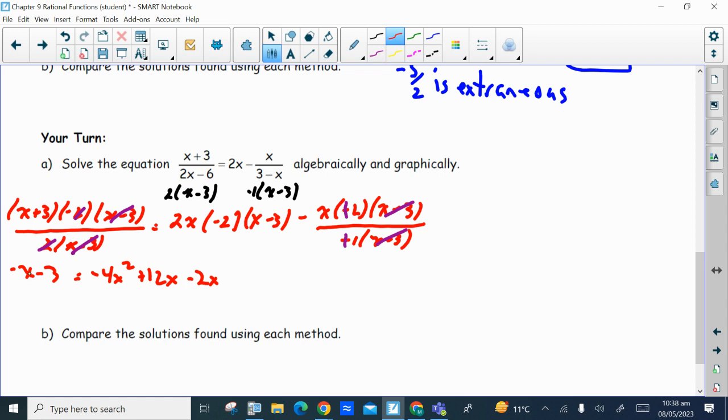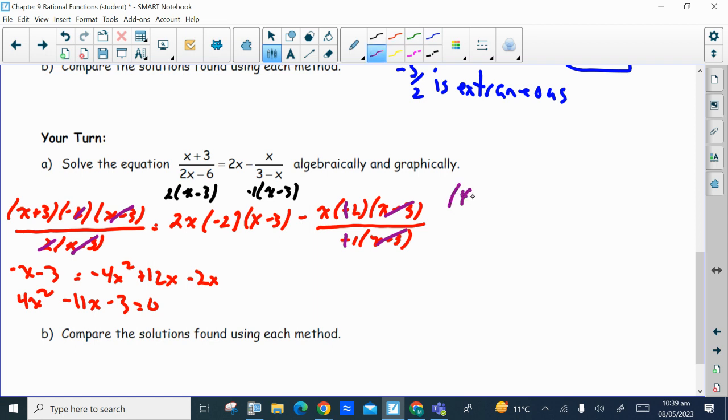So if I add the 4x squared to both sides, 12x, take away 2x is 10x, which if I subtract from both sides gives us negative 11x over on the left side. And then we have the minus 3 equals 0. So there's our quadratic, which again is factorable.